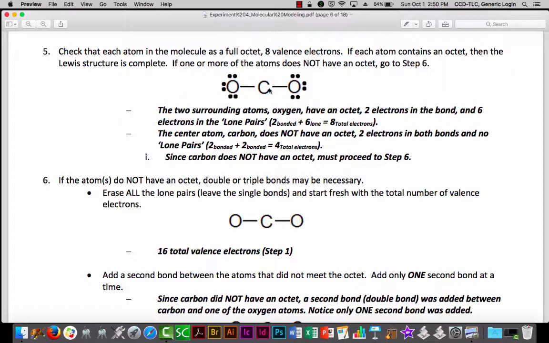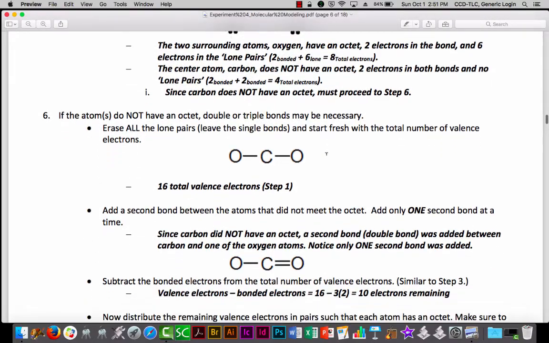So carbon has 2, 4 electrons. So 2 from each bond. So it does not have an octet. Let's look at oxygen. Oxygen has 6 non-bonding electrons, 2 bonding electrons, that's 8. So the oxygens are good, but carbon does not have an octet, so we must go on.